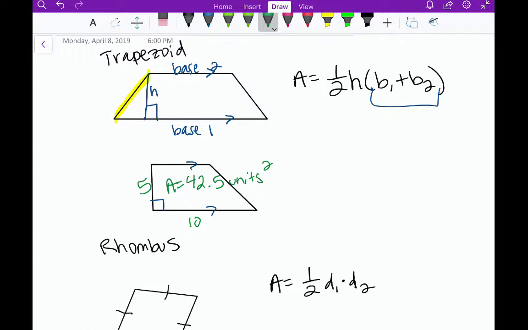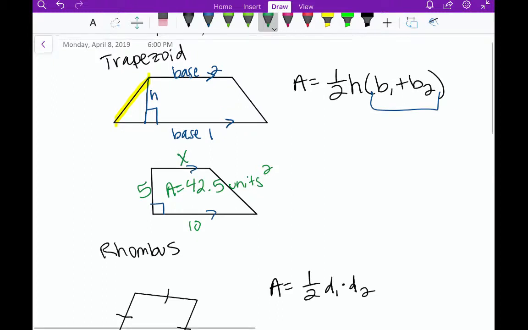So here's an example problem. We know that the area is 42.5 units squared. We know that one of the bases is 10, and we know the height is 5. So we're actually solving for the other base. So this is our variable. So my area is 42.5, and that is equal to 1/2 times the height, which is 5, times 10 plus the other base, or a base plus 10 is the same thing.